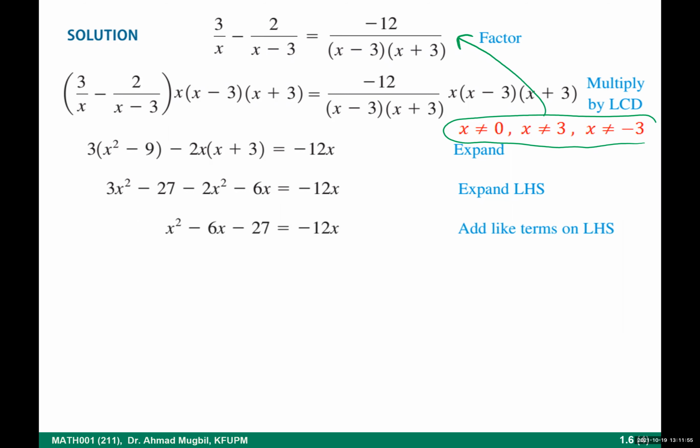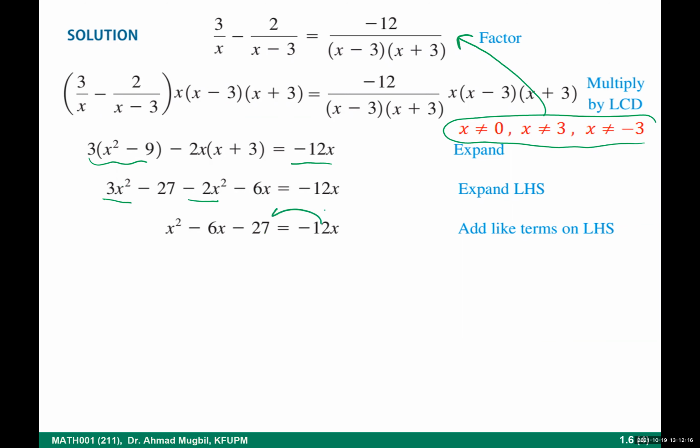It's okay, no problem. Now, what you need to do here is just expand this expression. Even if you keep it like this and take it as a common factor, you need to expand again because you have a term that is not included. So now combine like terms: you have 3x squared minus 2x squared, which is x squared, and negative 6x, negative 27 equals negative 12x.